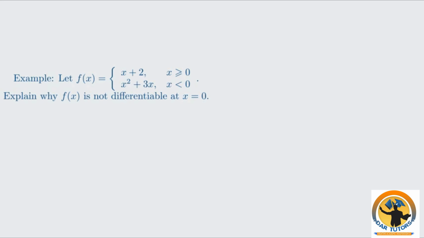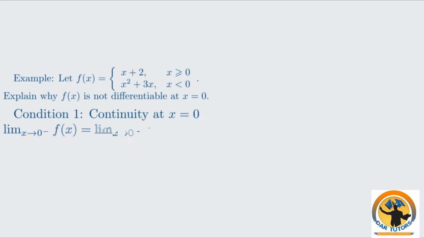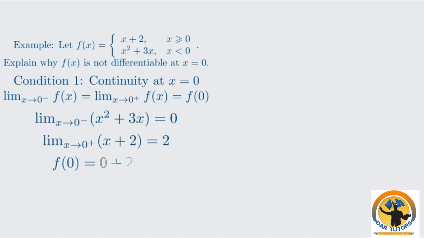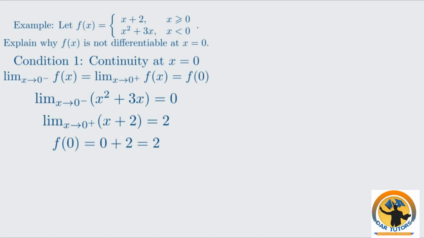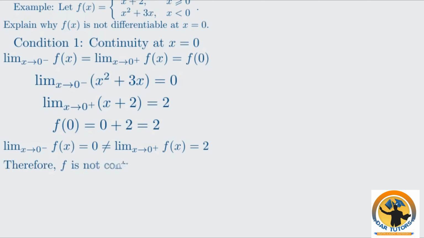First, continuity. We need to check if the left-hand limit, right-hand limit, and function value are all equal at x equals 0. The left-hand limit is the limit of x squared plus 3x, which is 0. The right-hand limit is the limit of x plus 2, which is 2. The function's value at 0 is 0 plus 2, which is 2. Notice that the left-hand limit, 0, is not equal to the right-hand limit, 2. This means the overall limit does not exist, and therefore the function is not continuous at x equals 0.